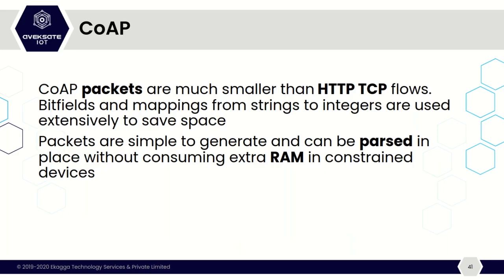CoAP packets are very small in size, and that is the benefit being provided to the customer. Packets are very simple to generate and can be parsed in place without consuming extra RAM. So the meaning is that it is a very lightweight protocol, which basically helps to reduce the data transfer between the device, between the node and the IoT platform, or to the gateway. So it is very well designed for constrained environments.